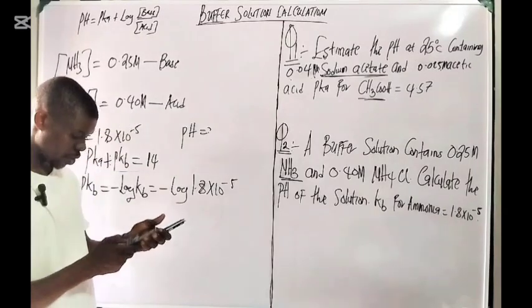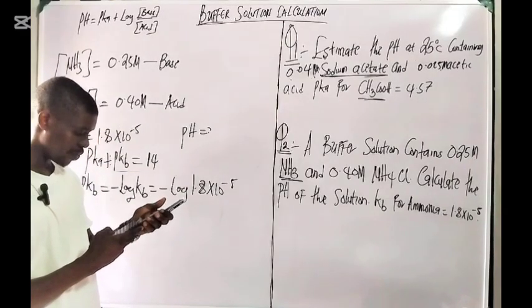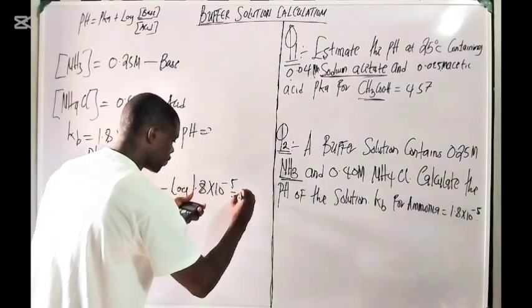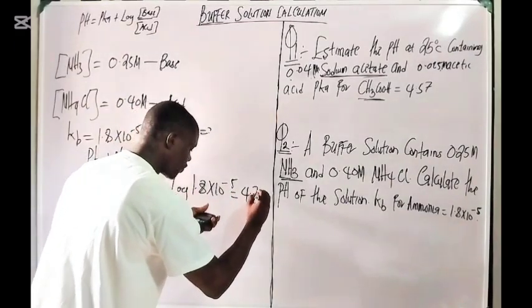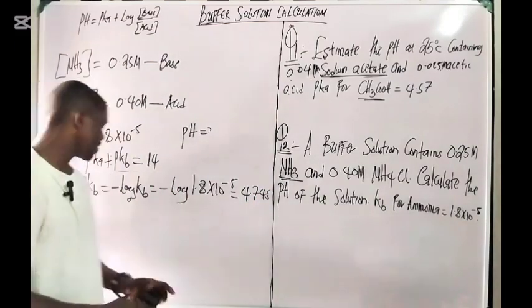So you have minus log 1.8 exponential minus 5. What do you have? 4.745. So let me write it like this: 4.745. Now that is going to be our pKb.